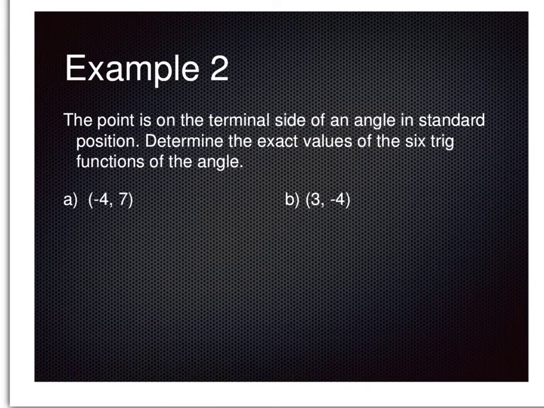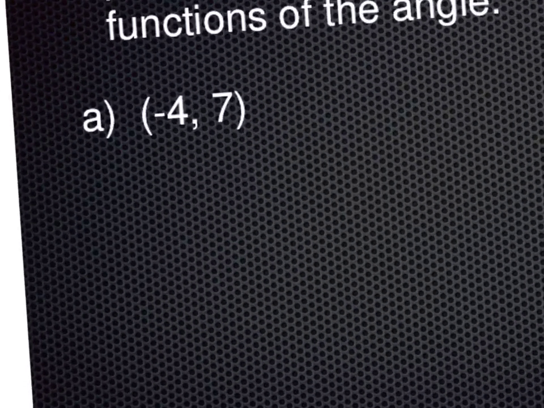Okay, let's take a look at example 2. The point is on the terminal side of an angle in the standard position. Determine the exact values of the 6 trig functions of that particular angle. So here, if you want to, you can graph it and then create a triangle. Here, I'm not going to do that. I'm just going to go ahead and find r. Okay, remember that r is equal to the square root of x squared plus y squared.